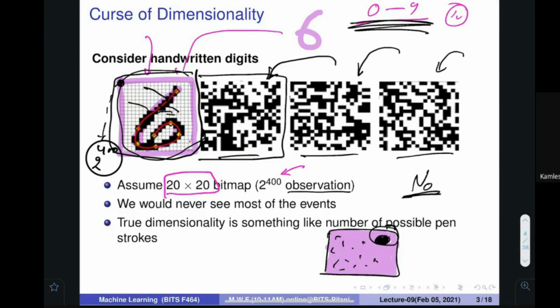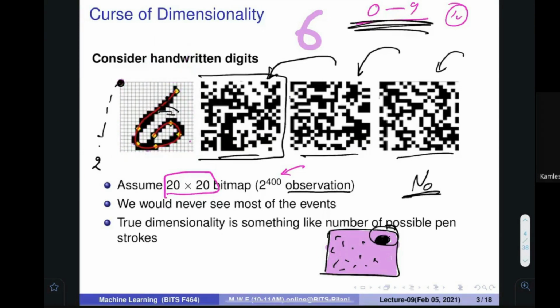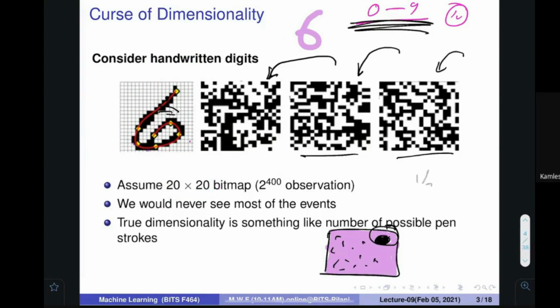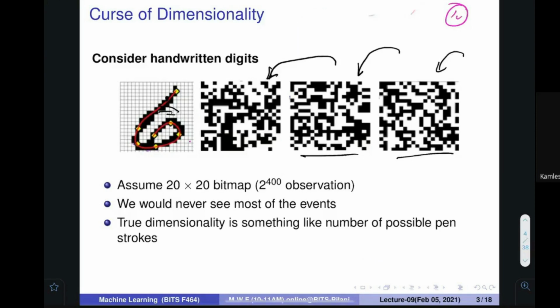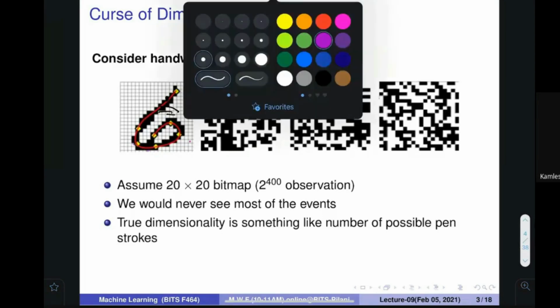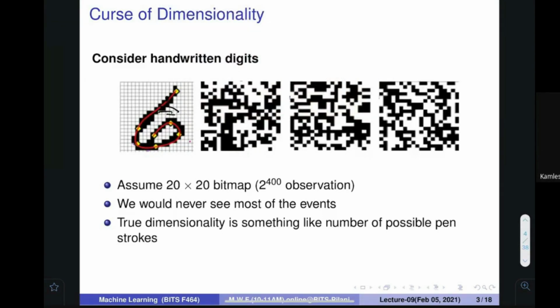So in this particular example, let's assume that you want to represent handwritten digits. Then what should be the right way to represent them? If you don't want to use the images of that particular thing, the right thing could be that you use something like the possible pen strokes. For example, what are the possible pen strokes? Okay, so what are the pen strokes here? Can you find out what the pen strokes are here?